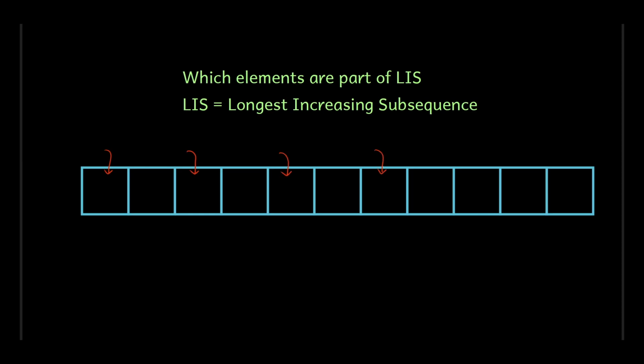And you know that the LIS of an array is not unique. The length of the LIS is fixed, but there can be multiple such subsequences that achieve that maximum length. So you have to print all the elements in the array that can possibly be part of the longest increasing subsequence.